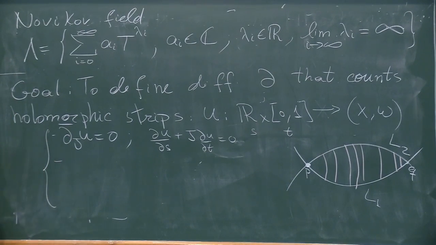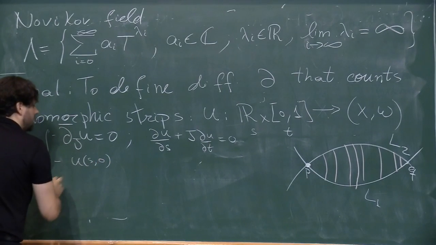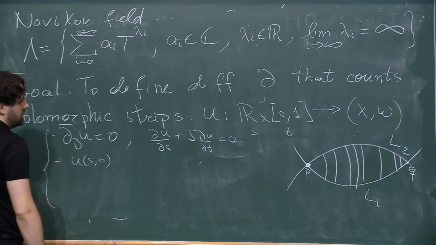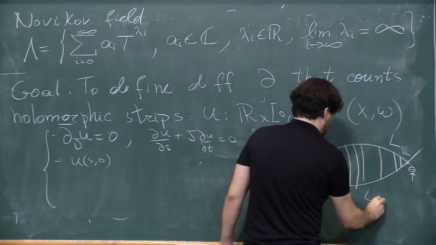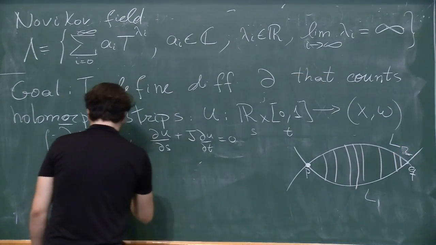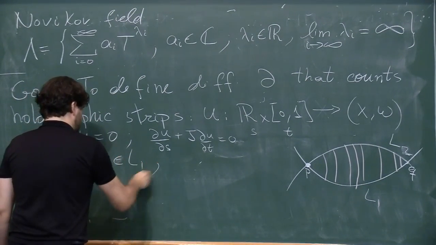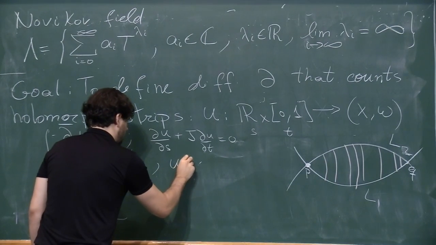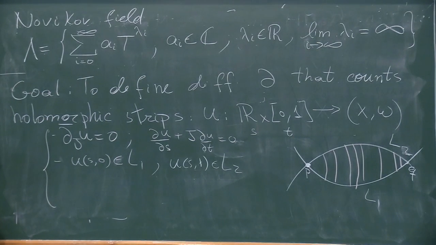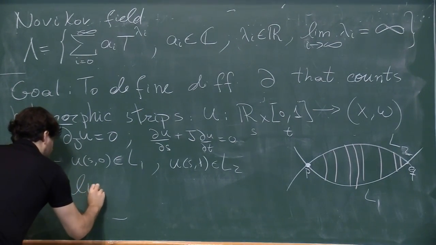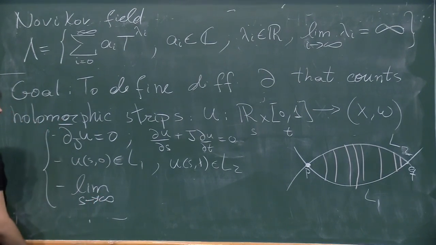And then I write down what I told you, that u of s zero, should I call L0 and L2? I'll go with L1 and L2, whatever. Let's just shift by one. U of S0 is in L1. U of S1 is in L2.